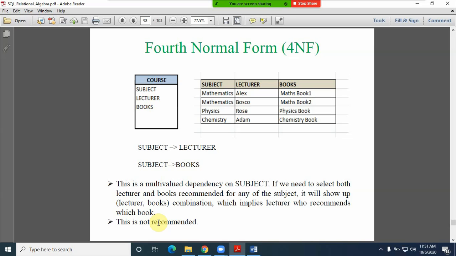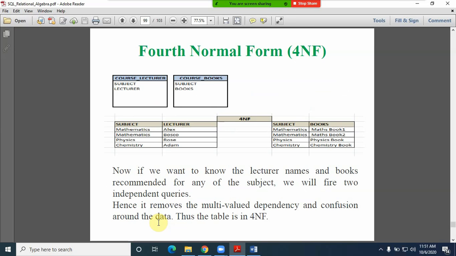But at the moment, with this particular splitting of the tables, we can split the course lecturer into one table, which has the subject information as well as the lecturer data, and thereafter you can observe the course books table with subject as well as the books information. Hence it removes the multi-valued dependency and confusion around the data, thus the table is in the fourth normal form.